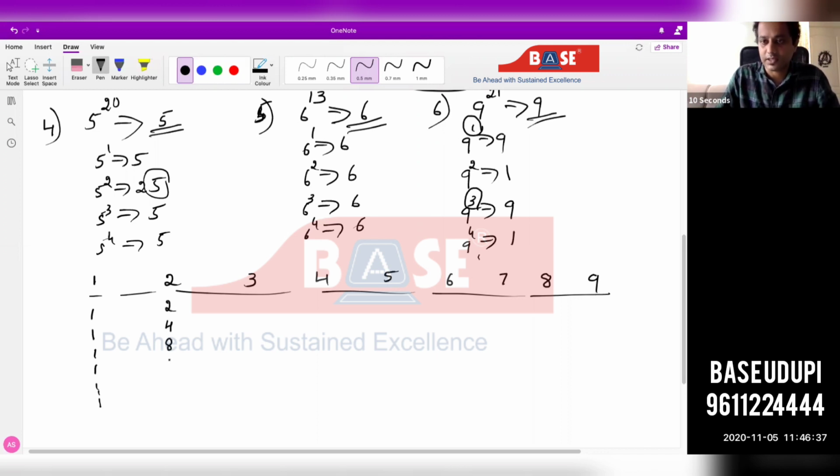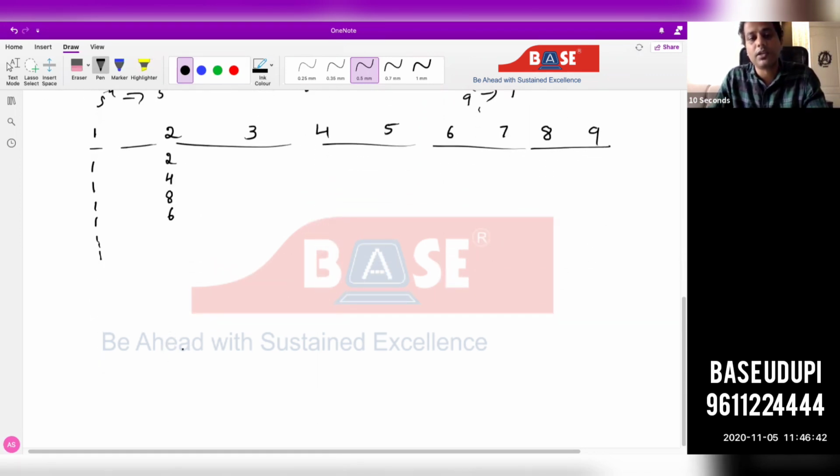8. Next is 16. Now, if you look at this, guys, is any digit repeating? No. 2, 4, 8, 6. Is it odd and even? No, it is not. So we need to continue. Okay, next, 2 power 4 is 16.